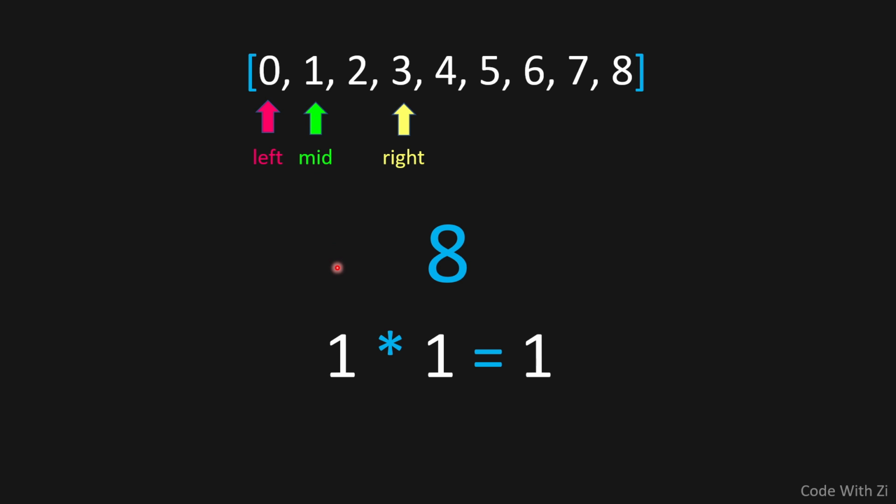We're gonna check if 1 multiplied by 1 is equal to 8. Now really, it's equal to 1. So this is also not gonna be our answer. And we can see that middle multiplied by middle is smaller than our number. So we're definitely not gonna check 0 because we already know 1 is already small. So why even bother with 0?